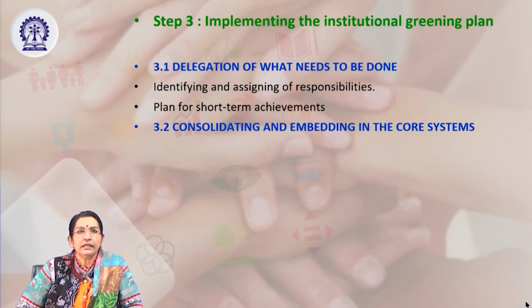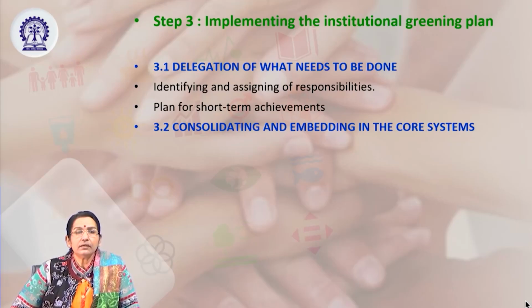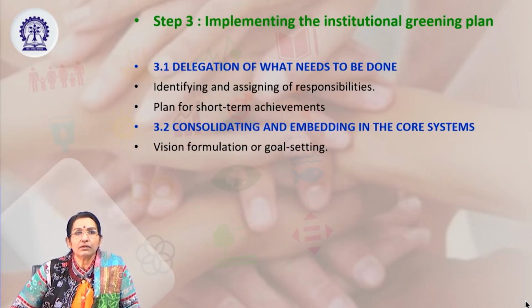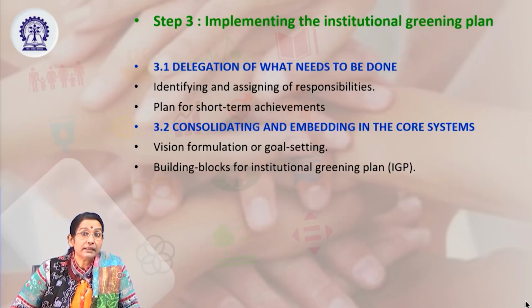The first thing is the delegation of what needs to be done: identifying and assigning the responsibilities, and planning for short term achievements. According to the plan, for example, who the stakeholders will be, and what the rights and responsibilities of the different categories of stakeholders would be. Accordingly, the delegation of work will be done, at what level, and who will be given what type of responsibilities. Then comes the plan for short term achievements.